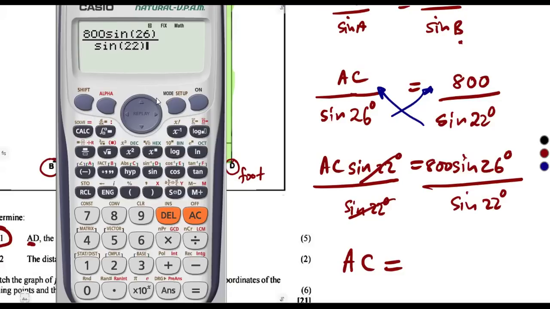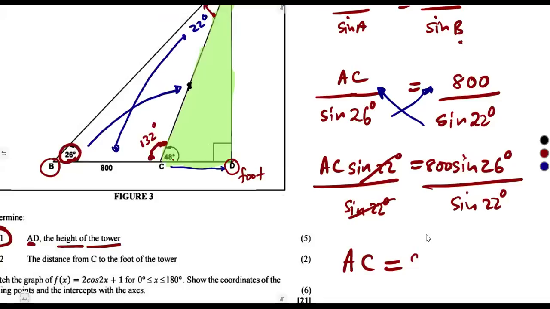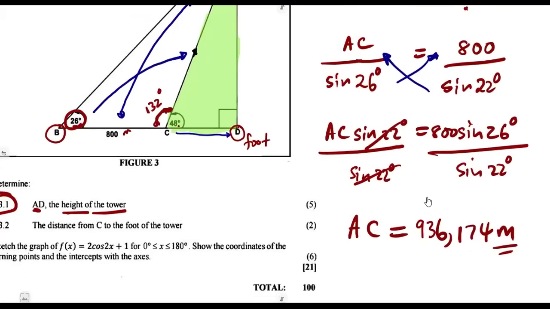So this is it. Since our calculator is to 3 decimal places, we're going to have our answer as 936.174 in meters, as we have these other dimensions. We're in meters, just like that.